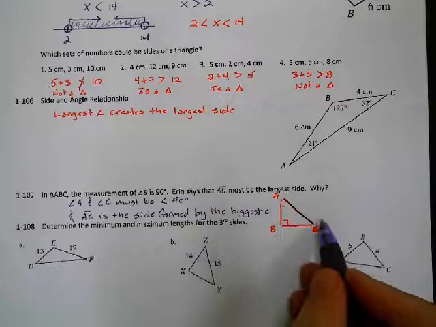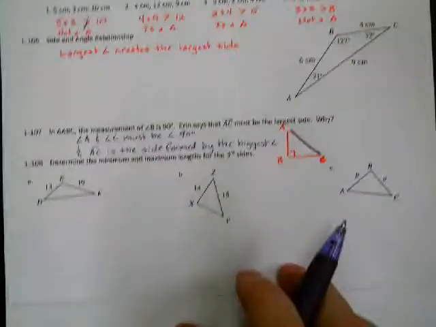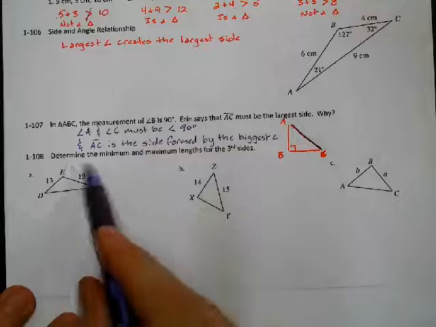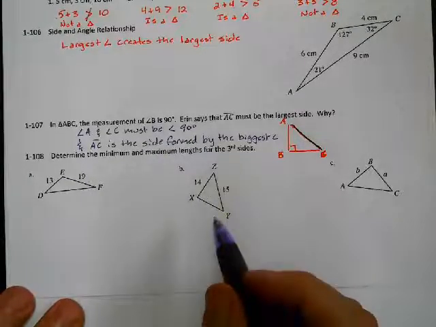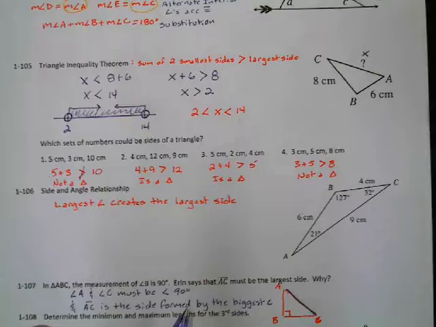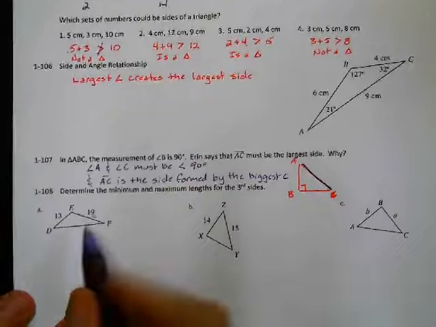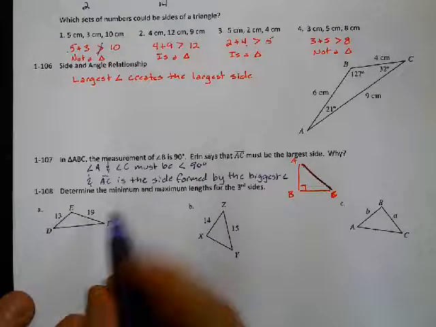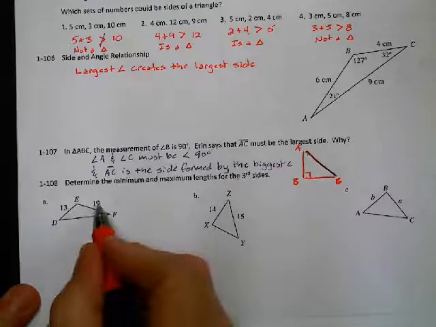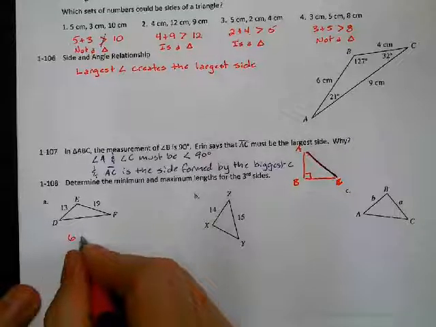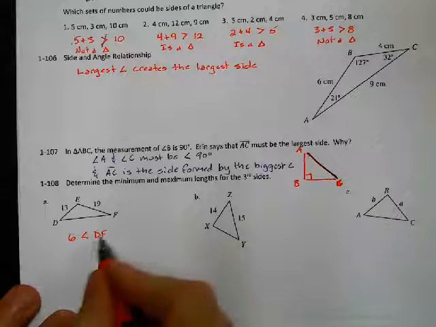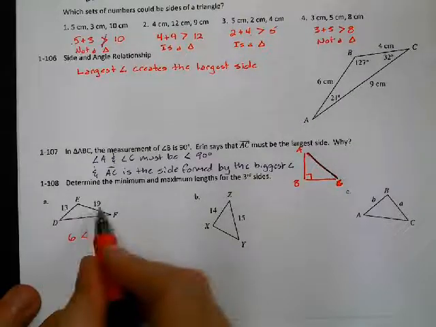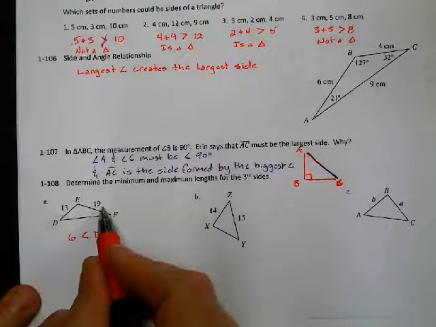All right, last one. Just determine the minimum and maximum lengths for the third side. All right, this is pretty easy. Remember, up here, all you have to do is add them and subtract them. So the minimum would be these two numbers subtracted. So the smallest value for that side would be 19 minus 13, 6. And then DF is going to be bigger than that. And then the maximum that it can be is 13 plus 19, which would be 32.